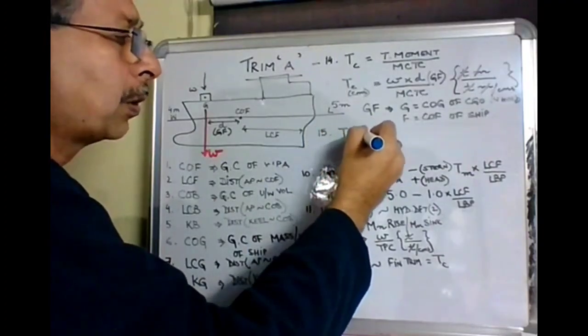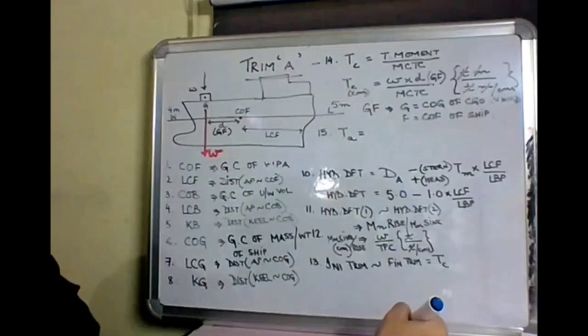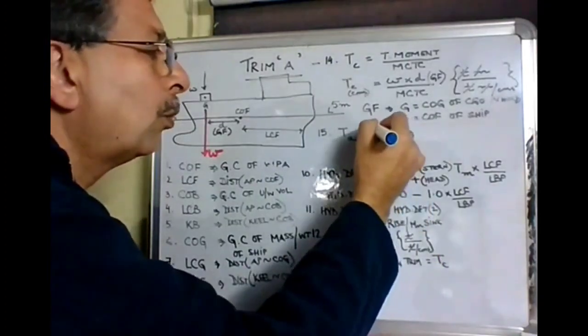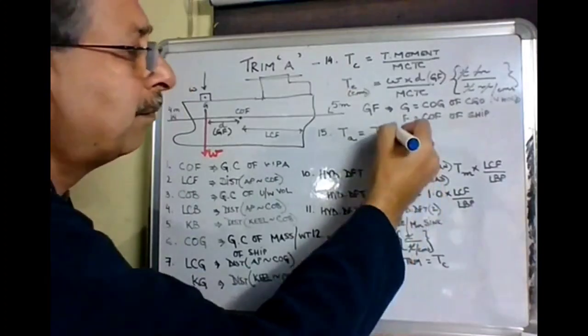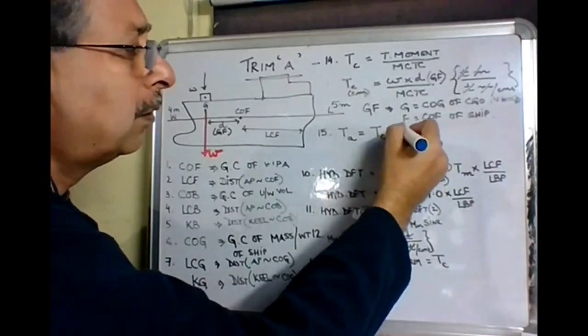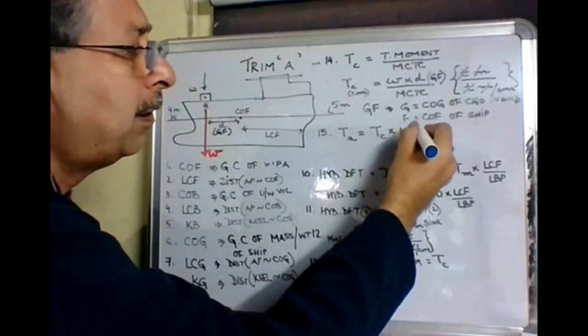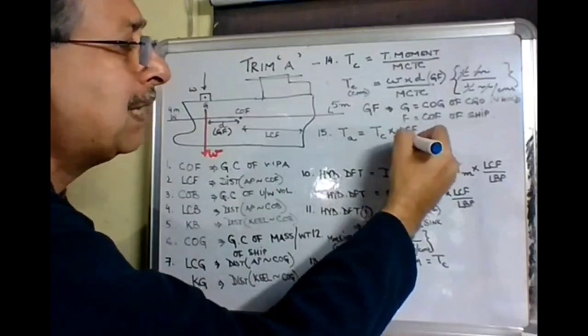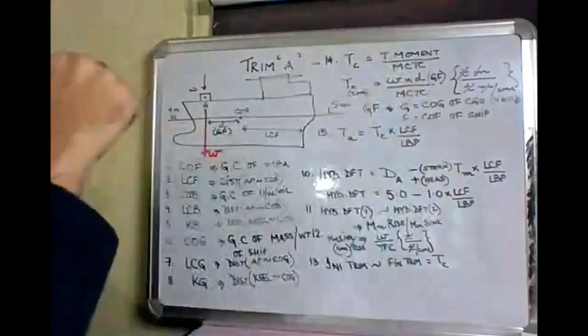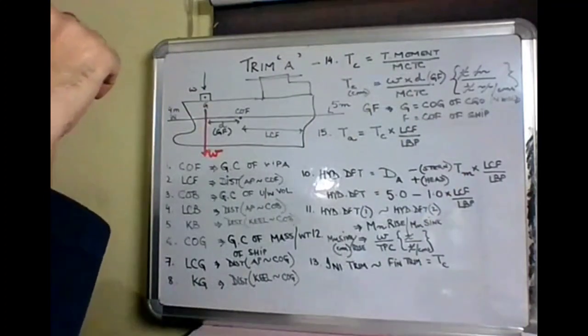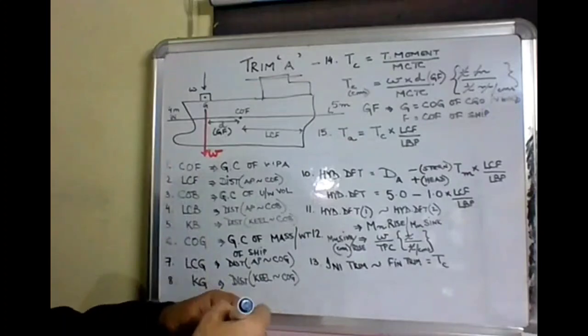TA, change in trim aft, is equal to TC, change in trim total, divided by LCF, multiplied by LCF, divided by LBP. This will give me change in trim aft.